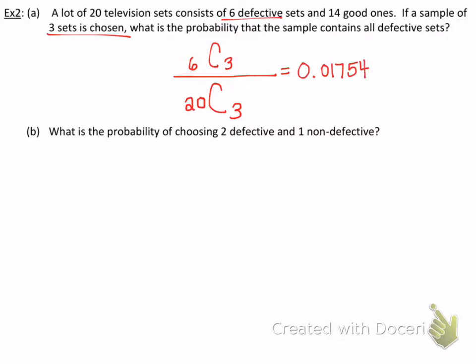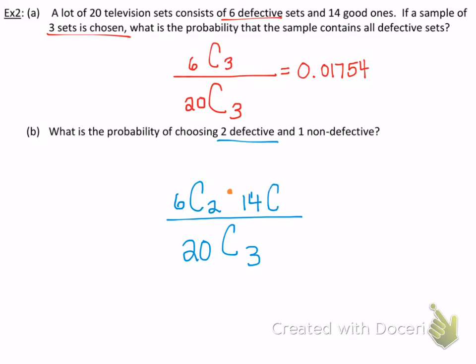And the last question. What is the probability of choosing 2 defective and 1 non-defective? So again, we're choosing 3 out of 20, but then 2 are defective, so 6 defective, so I'm going to choose 2. But 2 doesn't add to give me 3, so I need to choose one more. So it's and times the 14 good choices, and therefore I'm choosing 1 left over from that. So this probability gives me 0.18421.